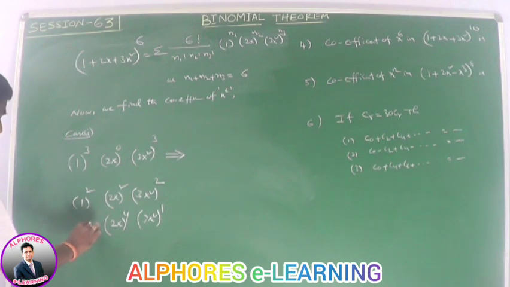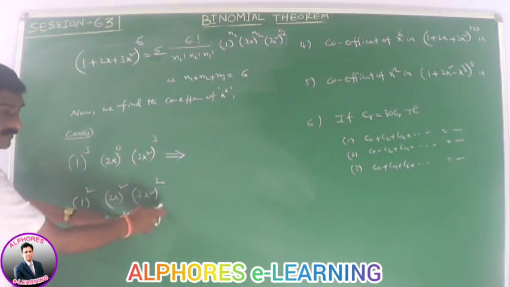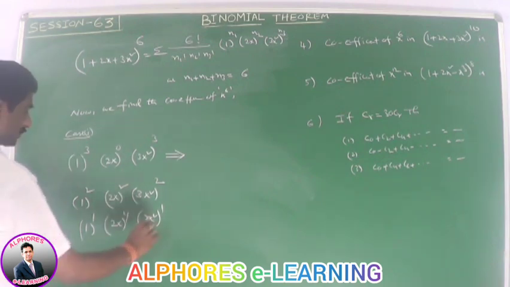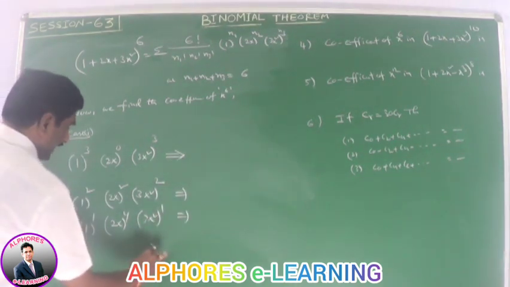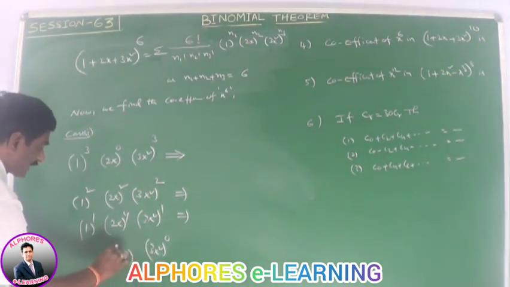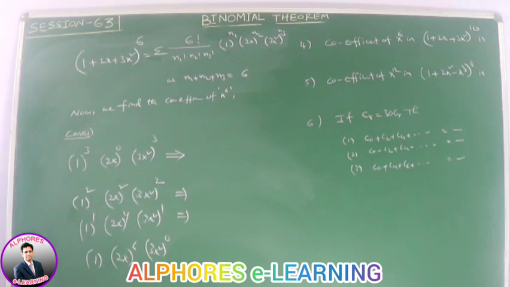Okay. Next, what is the power of 1? 4 plus 1 means 5, 5 plus 1 is 6. Next possibility: (3x²) whole power 0, that means it is constant. In this case we get x power 6, that means (2x) whole power 6. 1 power how much? The sum of the index values is 6, that means 0 plus 6 plus 0 is equal to 6.